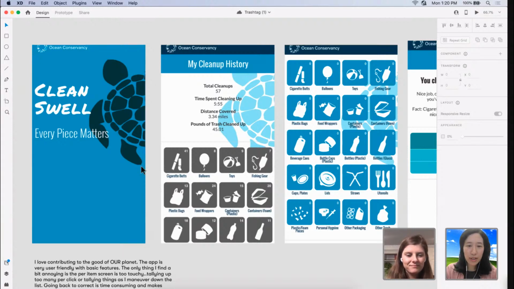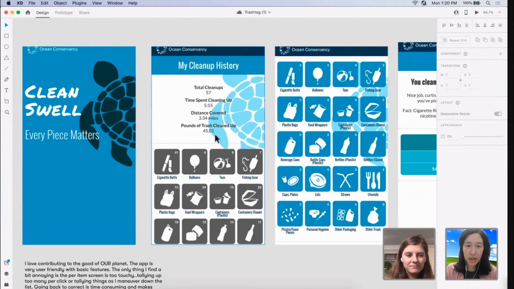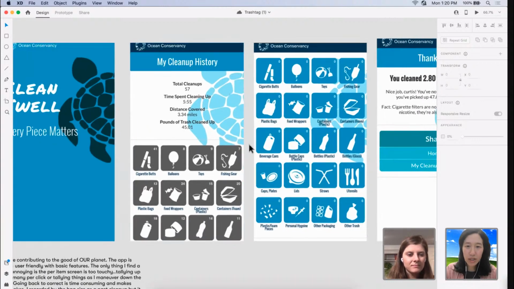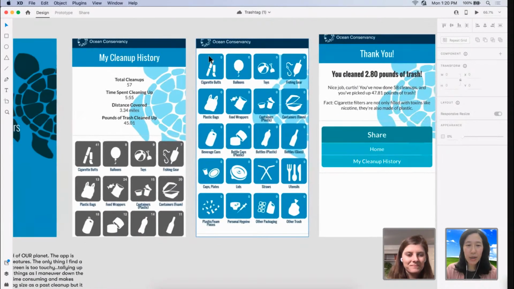And what I noticed is that they also have a cleanup history. That's great. That's something we talked about in terms of being able to see my progress over time. And yeah, they also have so many different types of trash. You can see so many different things that, unfortunately, people are tossing out or littering in the environment. It's kind of sad. But I think this might be a bit much.